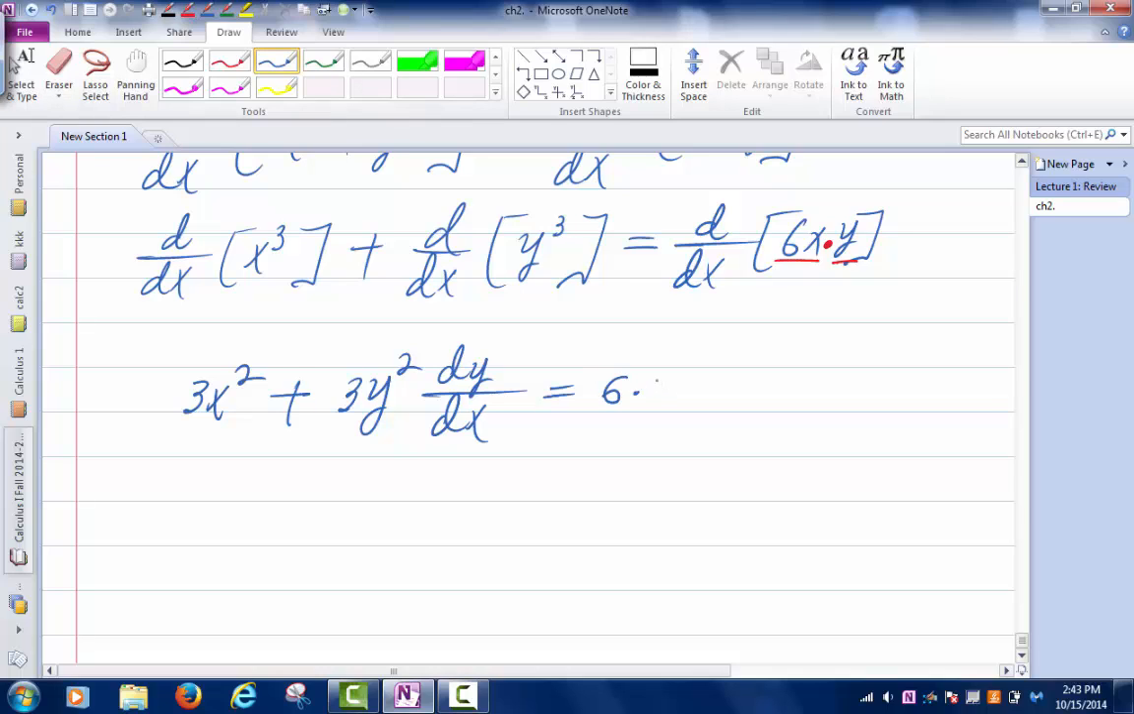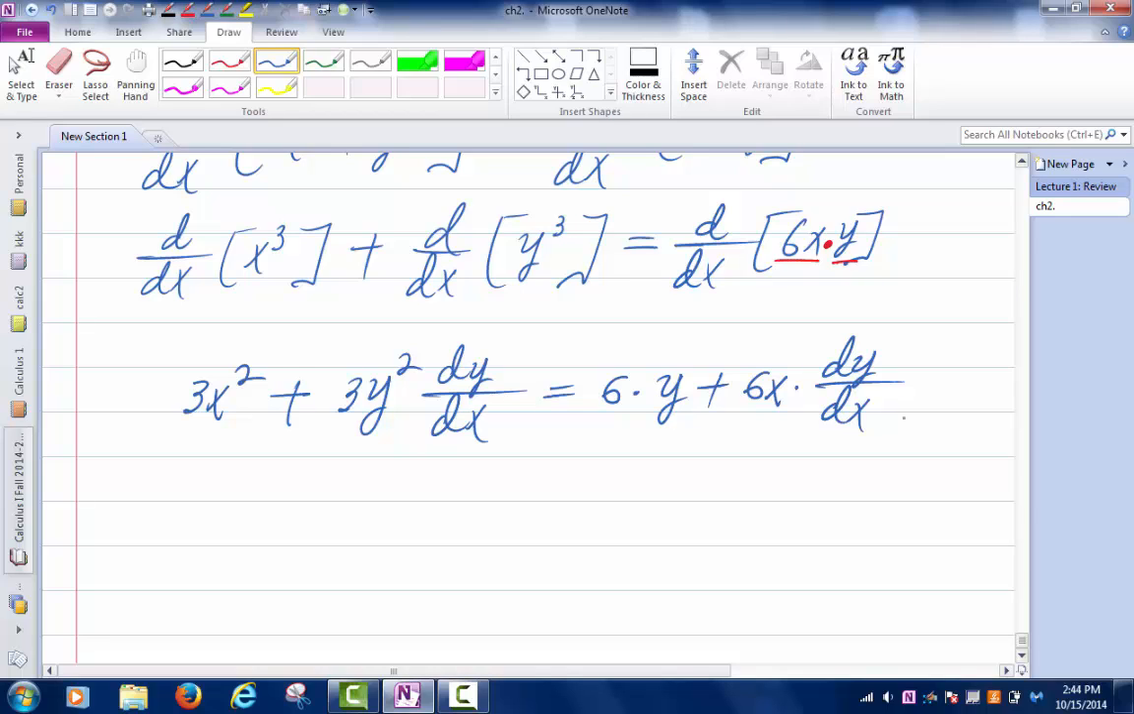Multiplied by the second factor as it is, plus the first factor as it is, multiplied by the derivative of the second factor, which is in this case, you write dy dx. Okay, I am done with calculus, right? I took the derivatives. Now, the rest is algebra.